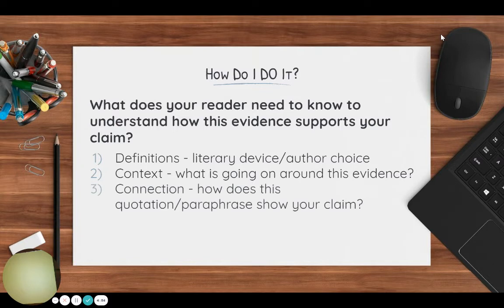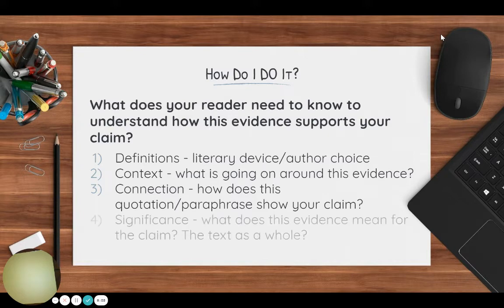What else does your reader need to know? Your reader needs to know the connections. How does this quotation or paraphrase show your claim? And this is really the hardest part, connecting those dots for the reader. And then significance. Why does this quotation matter? Why is it important to your claim? Why is it important to the text as a whole? So those are really the 4 things that you'll need to do each time you provide analysis or explanation of your evidence. You won't always need definitions, but you will always need context and connections.